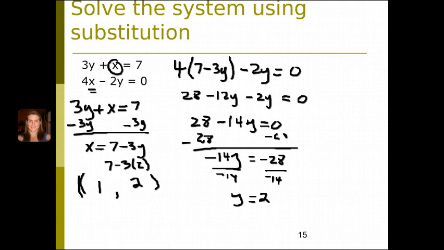So the first equation, 3y plus x, so we would get 3 times 2 plus 1 equals 7. 3 times 2 is 6 plus 1 is 7. That is true. So then we go 4 times 1 minus 2 times 2 for y. 4 times 1 is 4. 2 times 2 is 4. 4 minus 4 equals 0. So you get a check for that. So that is a good solution.